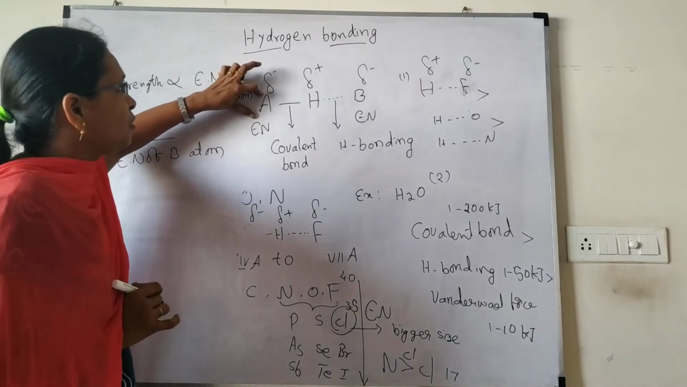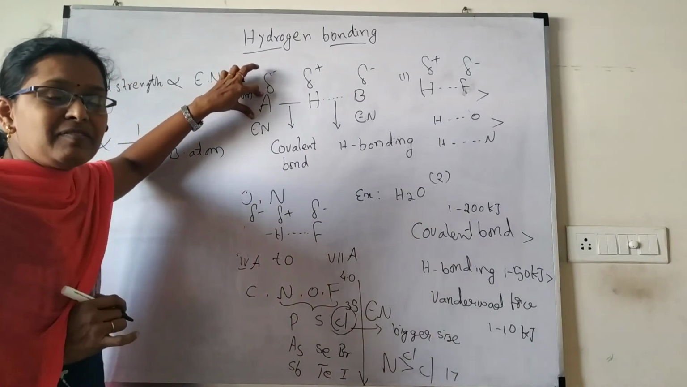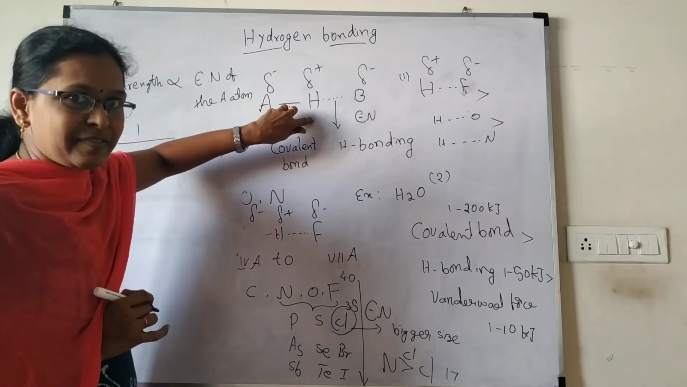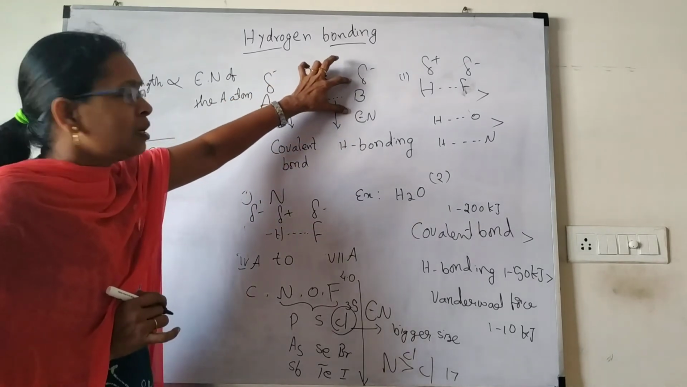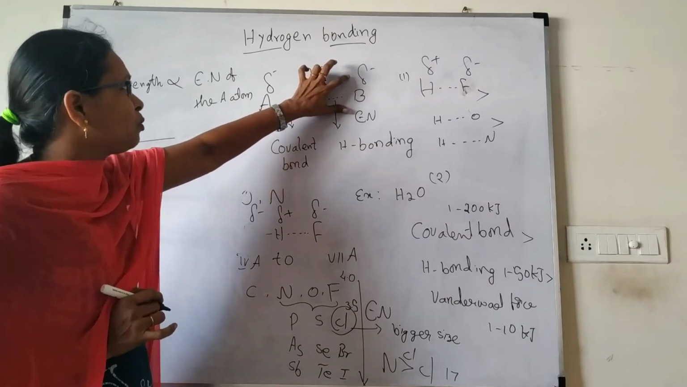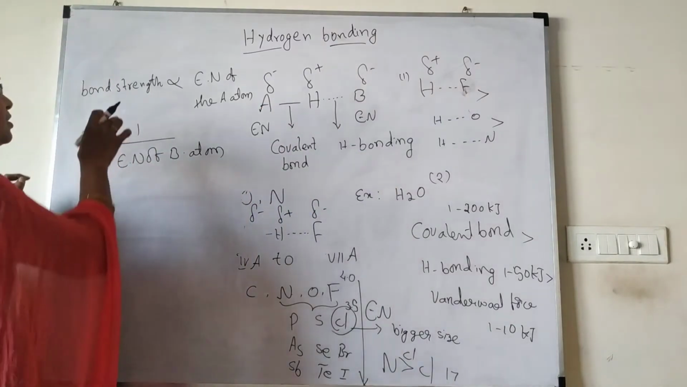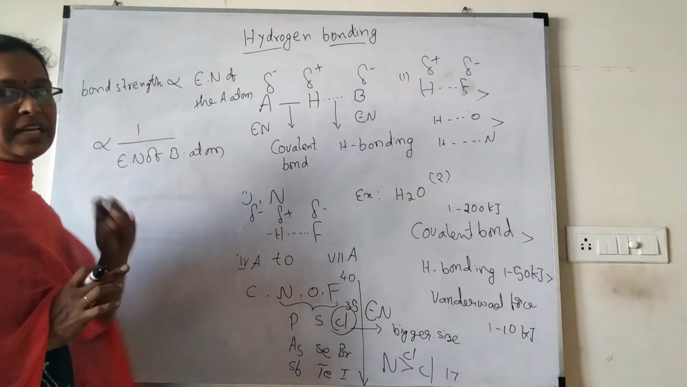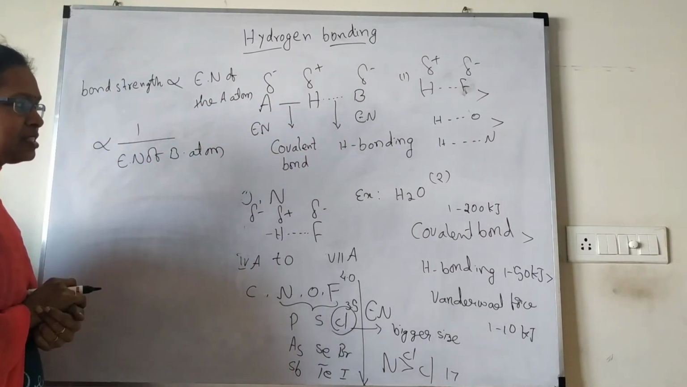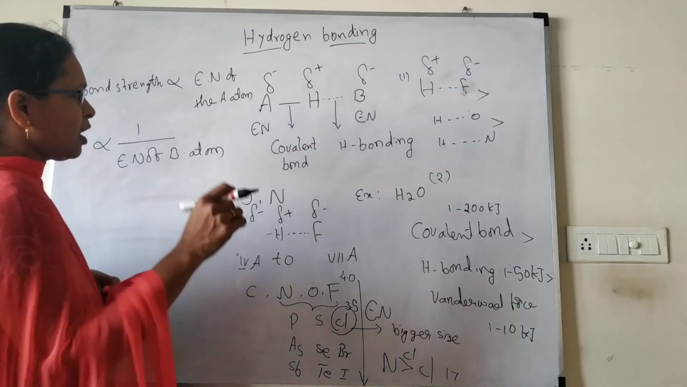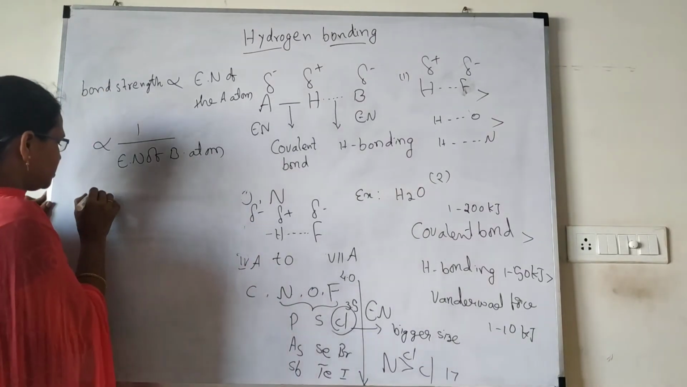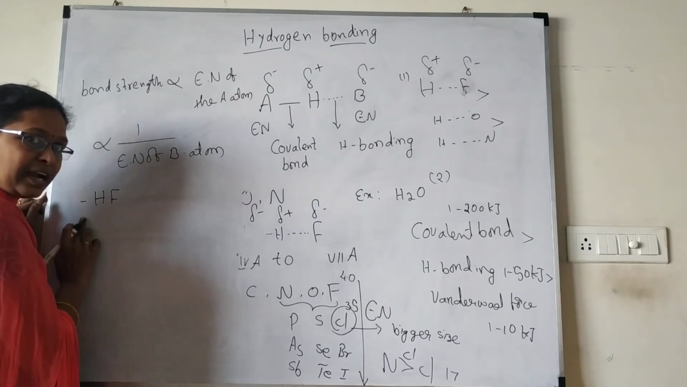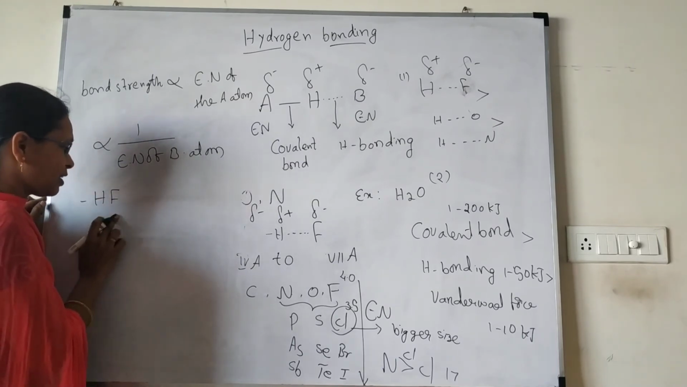Here a polar covalent bond is forming. The electronegativity difference between these two will be less than 1.7. But in the case of these two, it is greater. It is a larger value. So if the bond strength is increasing, the electronegativity value will be more. That is inversely proportional, we can say. And when you are considering all of these, HF has the strongest hydrogen bond. Hydrogen fluoride has the strongest hydrogen bonding.